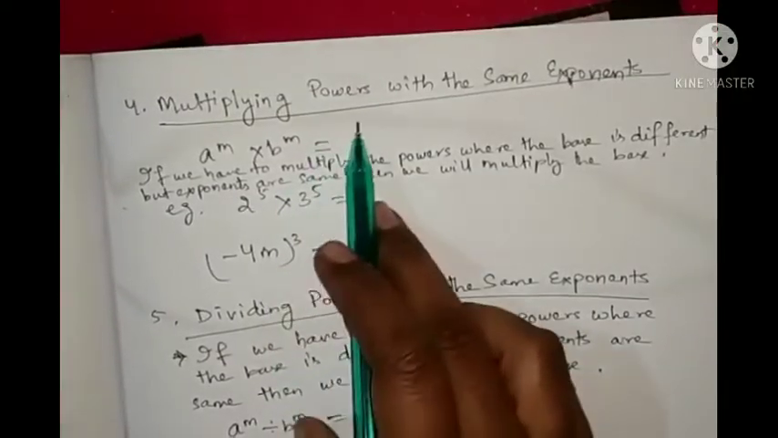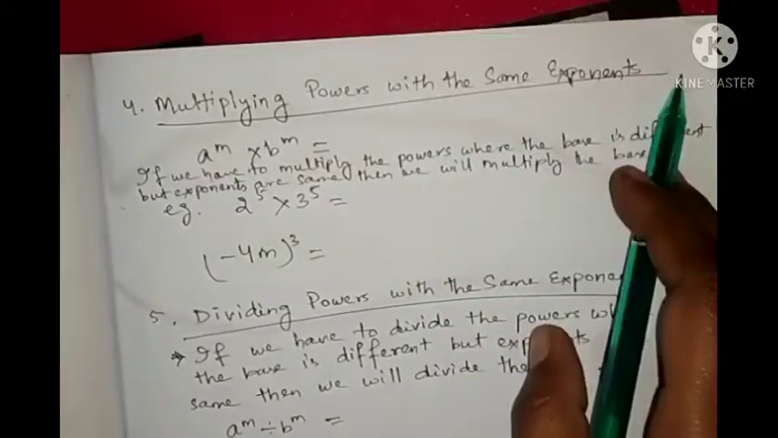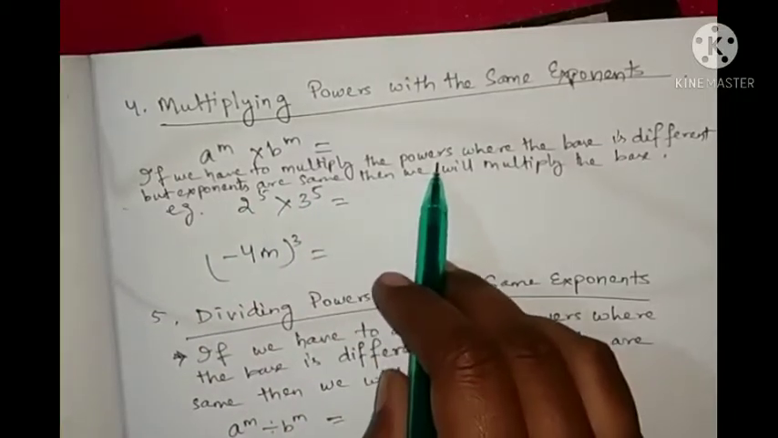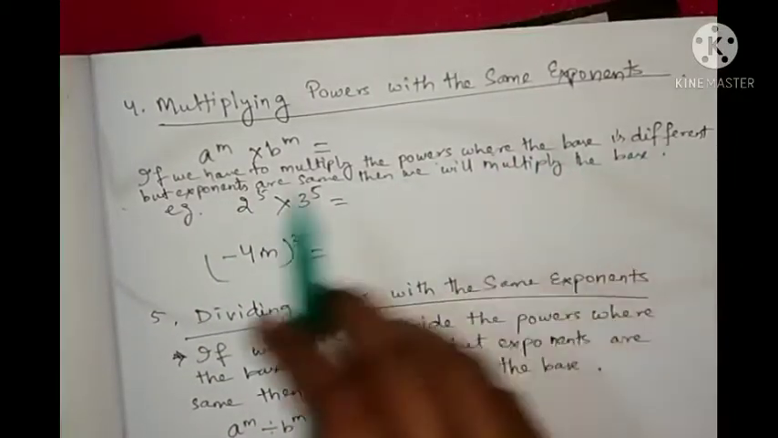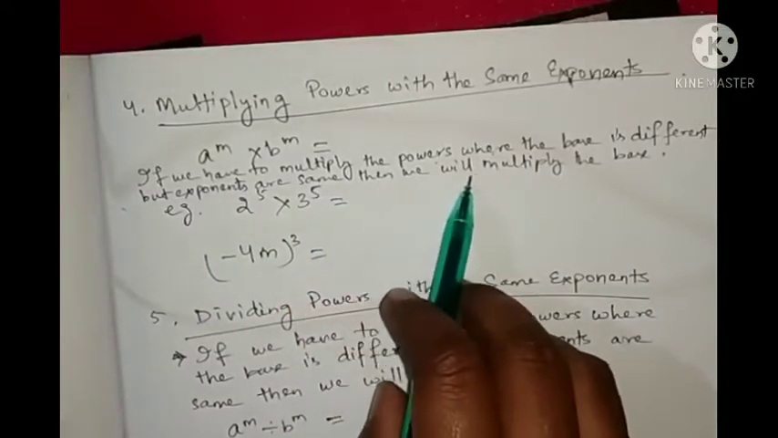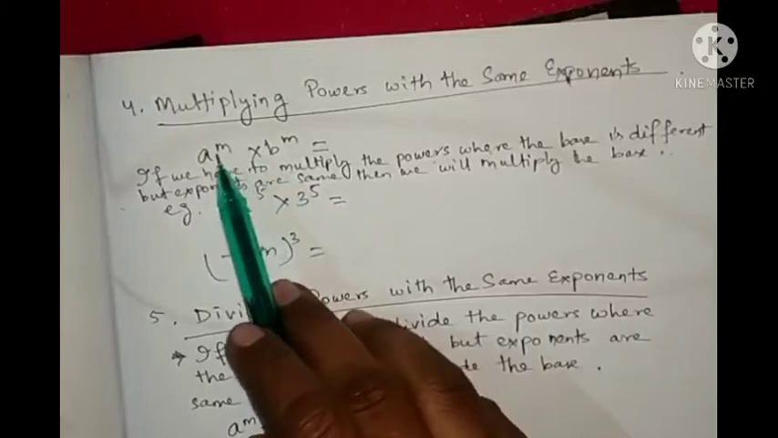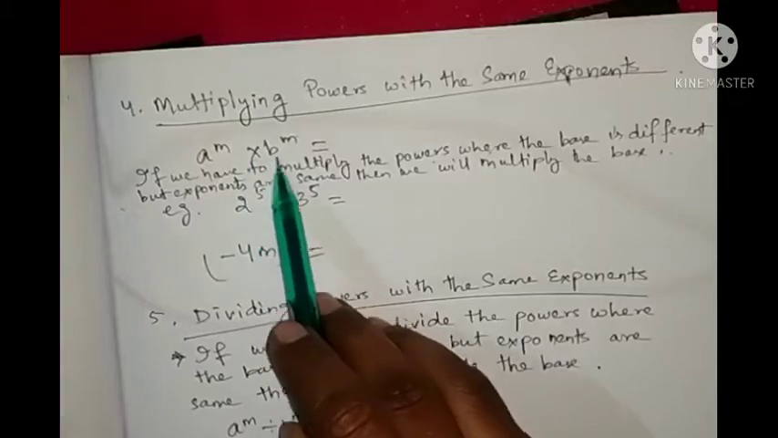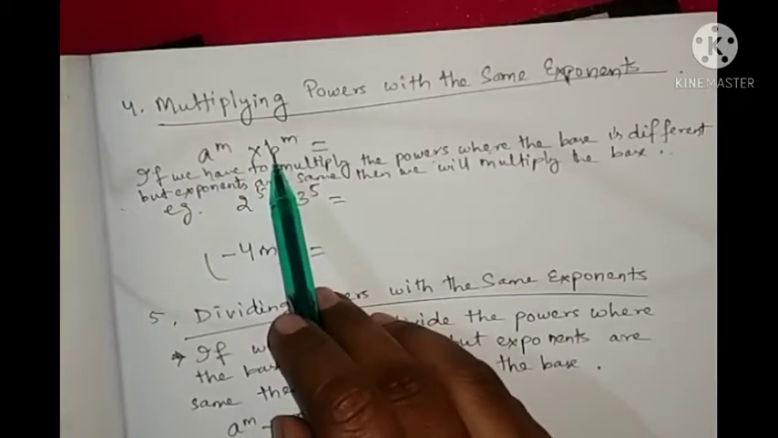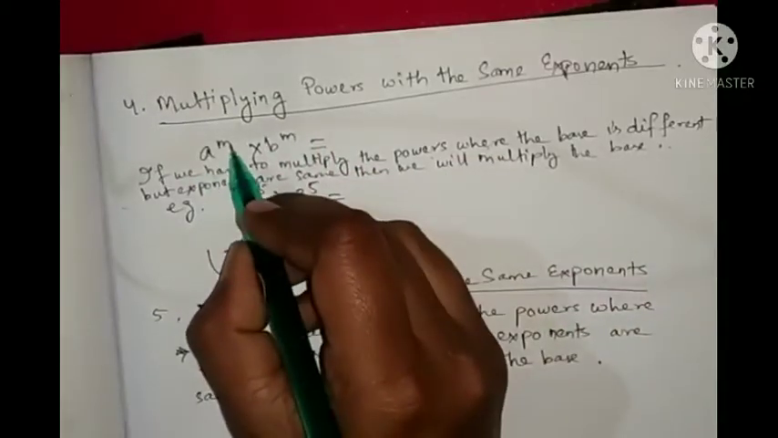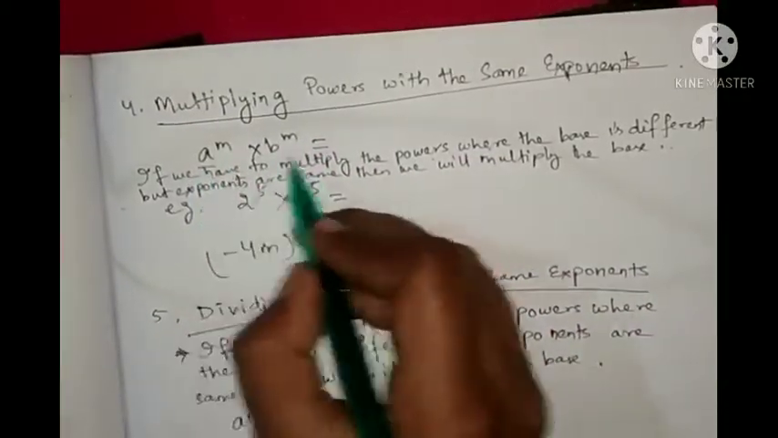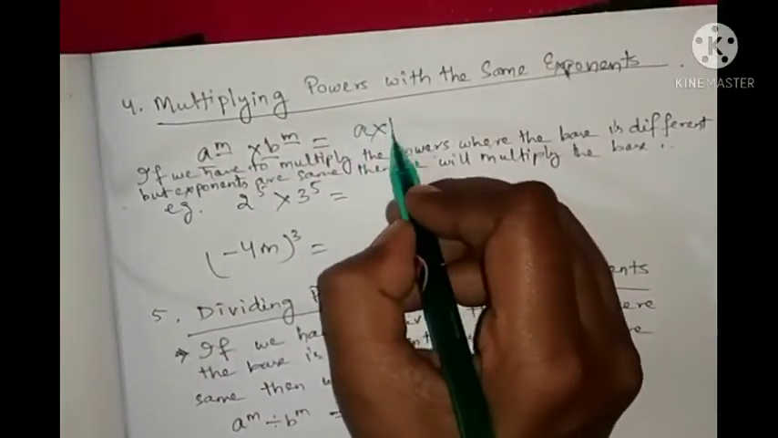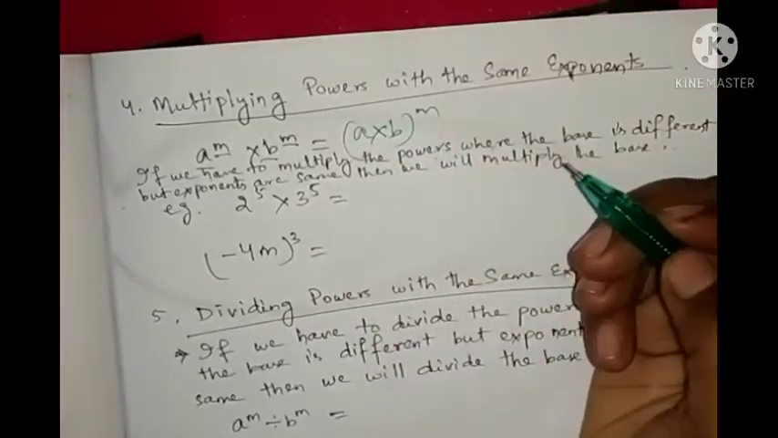Next you see multiplying powers with the same exponent. If the exponent is the same, how will we multiply the powers? If we have to multiply the powers where the base is different but the exponents are the same, then we will multiply the bases. यदि base अलगा थिबो exponent same थिबो, then if you are multiplying, a and b को multiply कर दो, means a to the power m and b to the power m. Base is different but exponent is same, so multiply the base and write to the power m same.